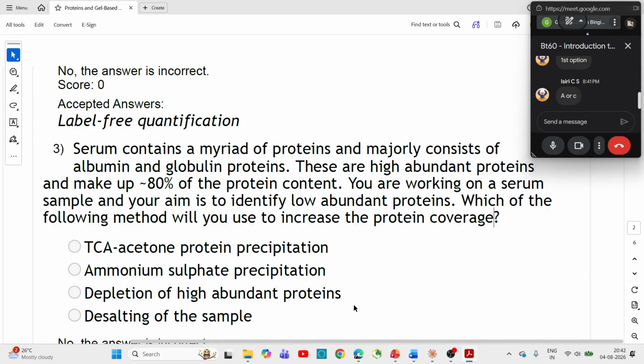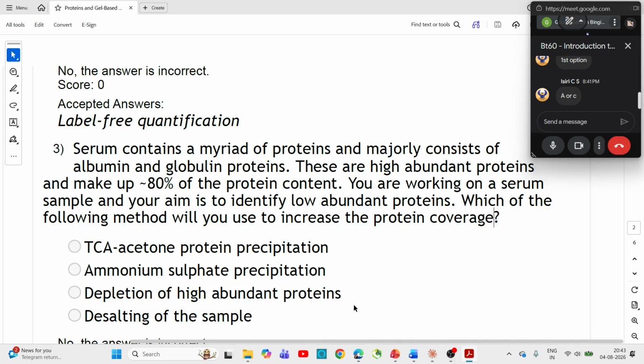Or centrifugation. I don't know whether centrifugation will help. How can we do it? So basically, your target will be depleting them.